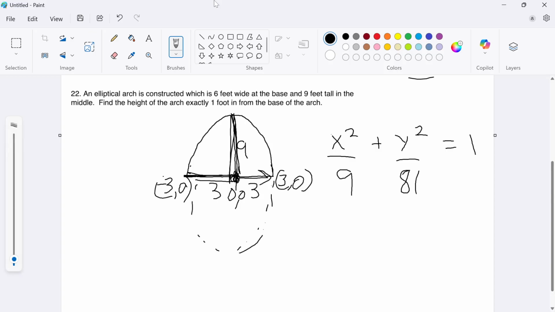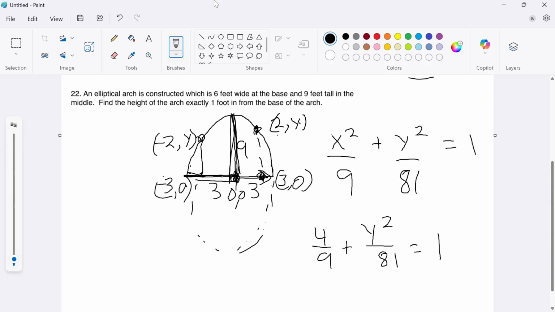1 foot from the base would be 2. The x-coordinate is 2, and I want to find this y-coordinate. I want to find how high it is. So this is going to be (2, y), and over here, (-2, y). Either one of those points is 1 foot from the base of the arch. Doesn't matter which one, I'll use (2, y). I'm going to plug 2 in for x, and y in for y. So this is 2 squared, which is 4 over 9, plus y squared over 81 equals 1. And if I plugged in negative 2, negative 2 squared is 4, so it would come out exactly the same.